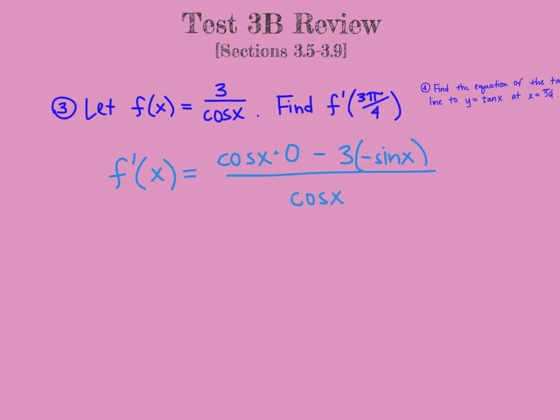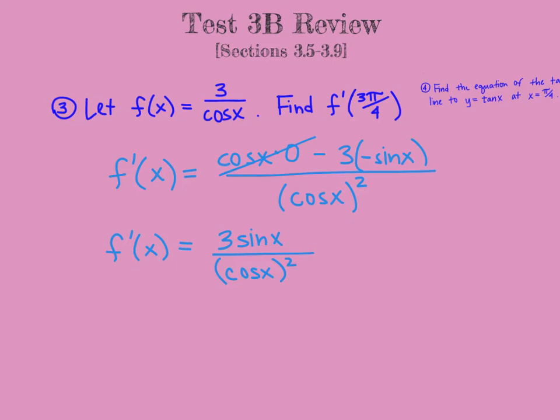Now, we could write it here. Since I'm going to plug something in, I'm actually going to write it like this instead. It's just visually simpler to plug something in and then square it. All right, cleaning this up a little bit, our numerator, the first term goes away since it's times 0. We have a negative times a negative, so we end up having 3 sine of x over the cosine of x squared.